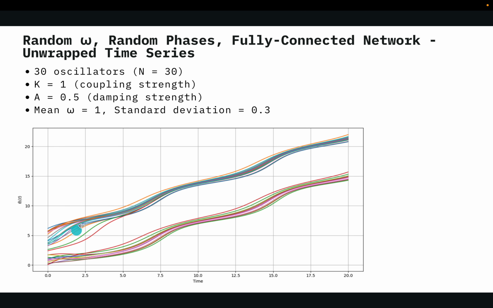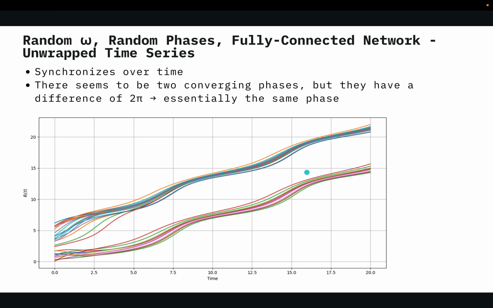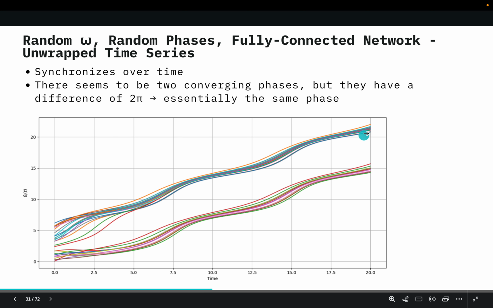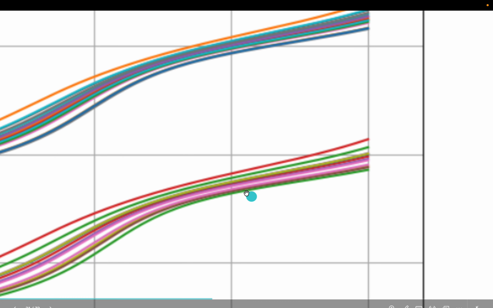Now, why do we see two bands of curves? It looks almost as if we have two different groups of oscillators, like two different clusters. Well, actually that's not true. That's just an optical illusion, because of course it synchronizes over time a bit. There are still some differences; for instance, the difference between the red and the green curve slightly increases from here to here. Just look at here and here, and this is the phase difference basically.